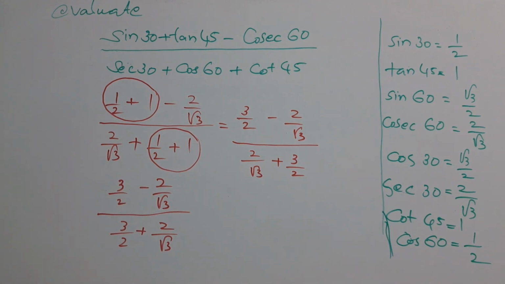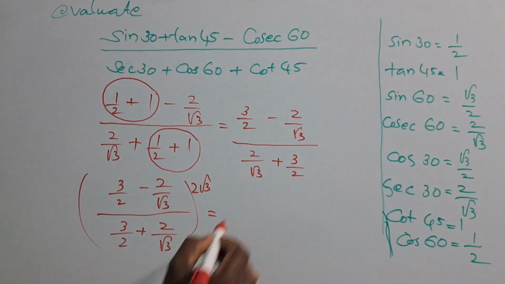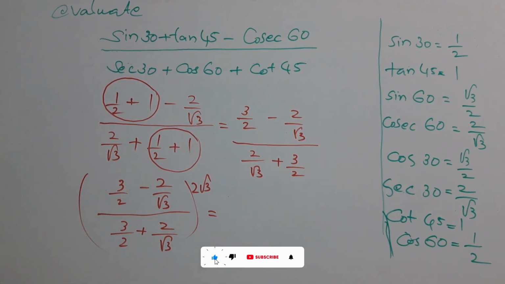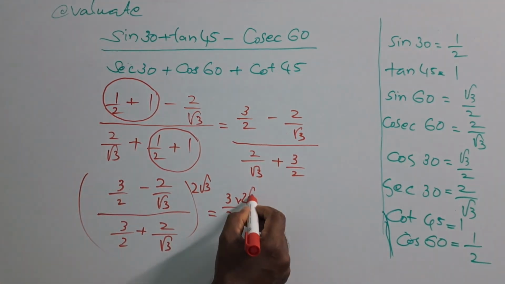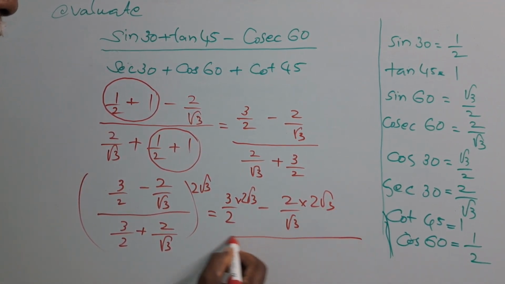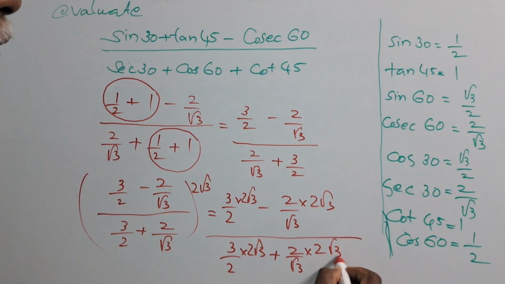Now we multiply the fraction by 2 root 3. I would like to explain each step here so that every student can easily understand this type of question. 3 by 2 into 2 root 3 minus 2 by root 3 into 2 root 3, divided by 3 by 2 into 2 root 3 plus 2 by root 3 into 2 root 3.